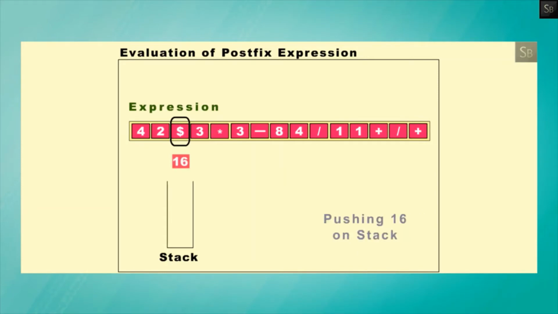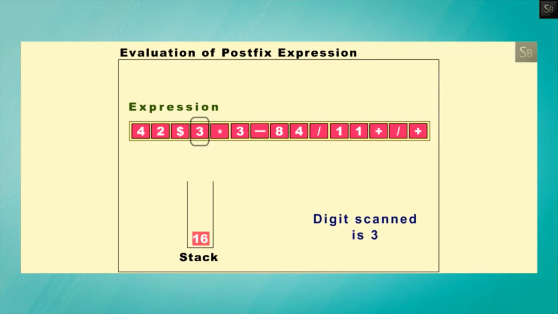Now we are going to scan the next input character, which is 3. As 3 is an operand, it is again pushed on the top of the stack. Next we are scanning the next input character, which is star. So star is an operator.